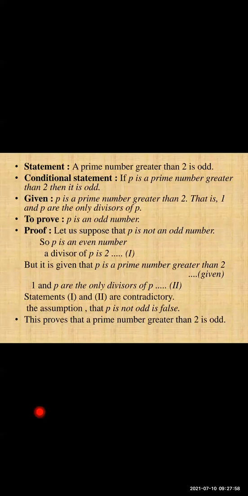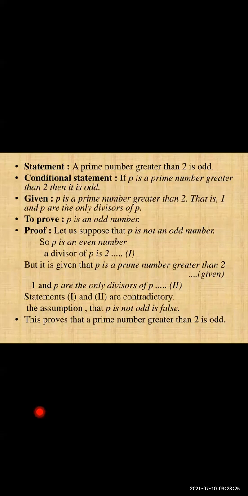The statement given is: a prime number greater than 2 is odd. We know that whatever prime number we take which is greater than 2, it is odd. Yes, because 2 is the only even prime number. After 2, whatever prime numbers there are, they are all odd numbers. Okay. So that statement is given as a conditional statement.